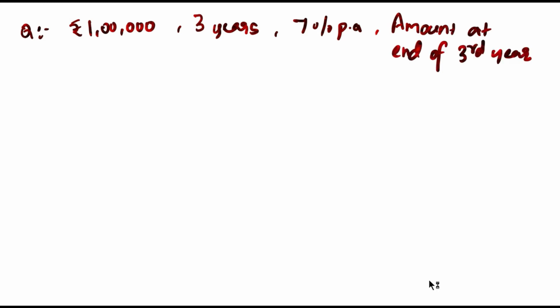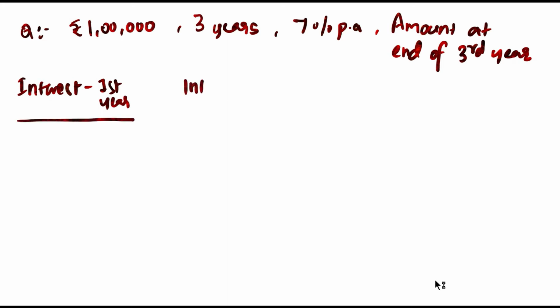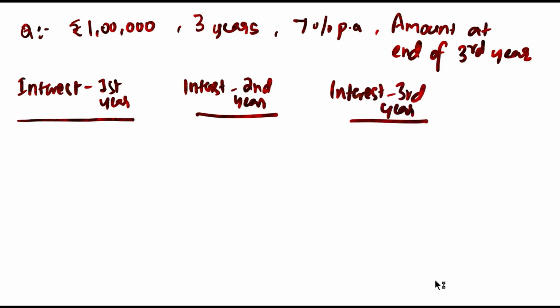So before we calculate the amount at the end of third year, first we have to calculate the interest, right? So we have 3 years given here, so we'll split the number of years. So interest for first year, write it like this, then interest for second year, and interest for third year. So this is a solution, right? So we'll start computing.